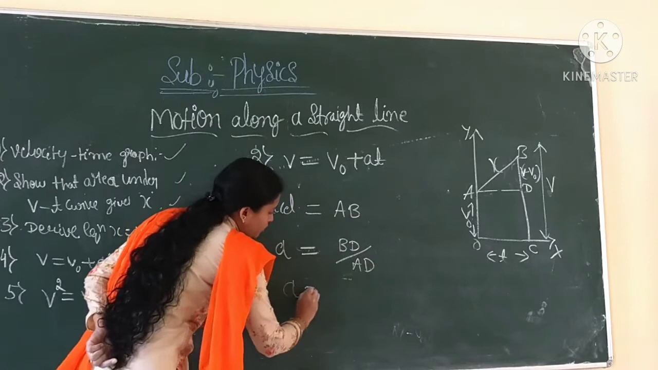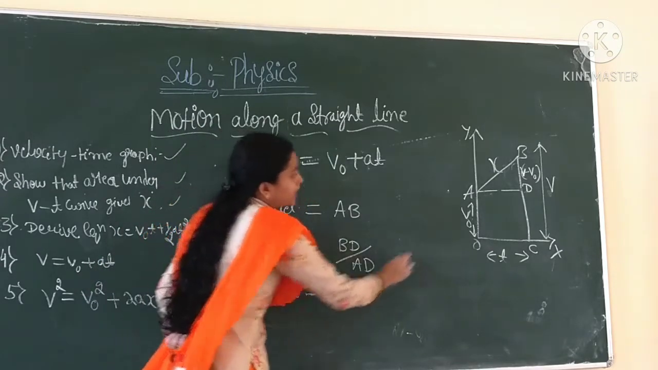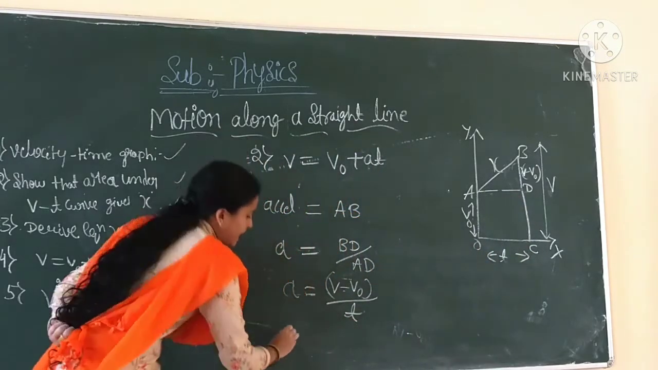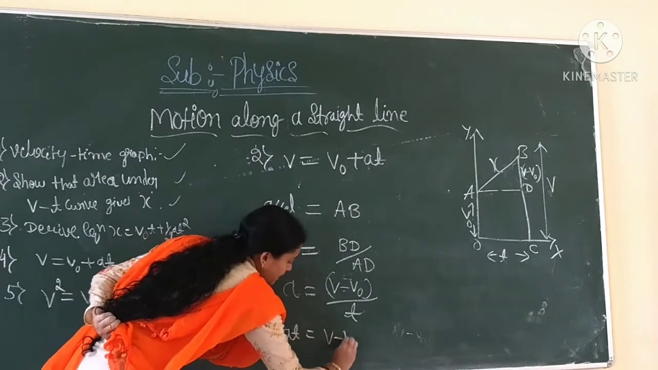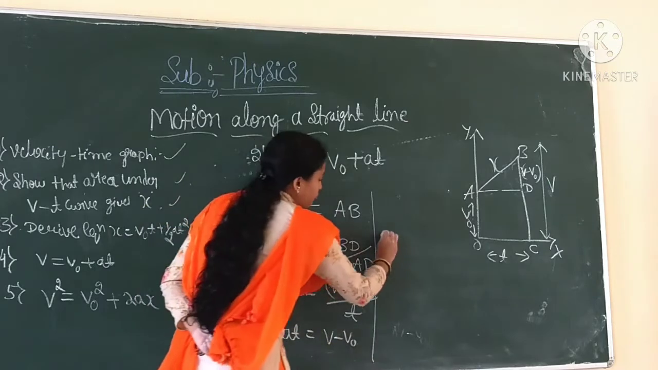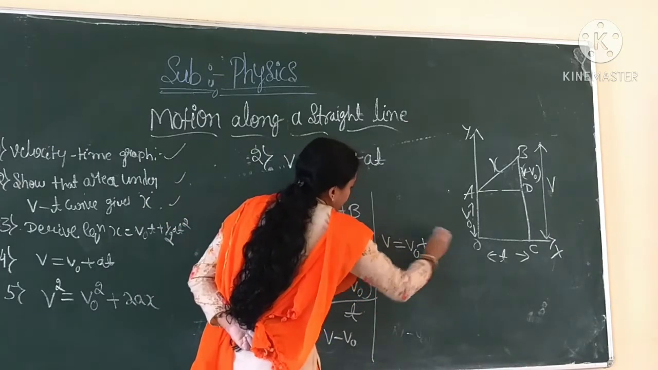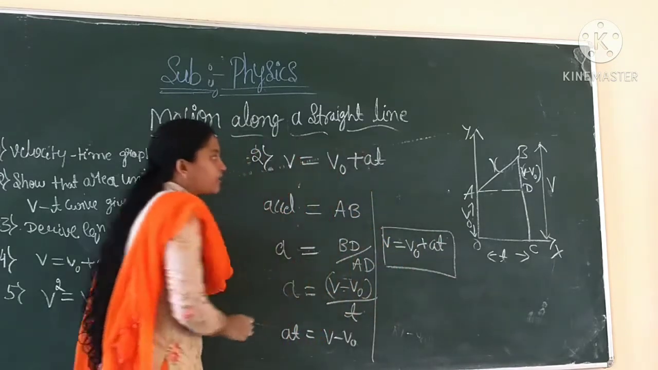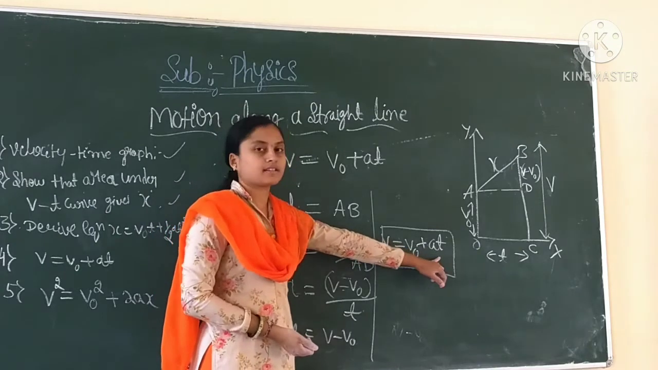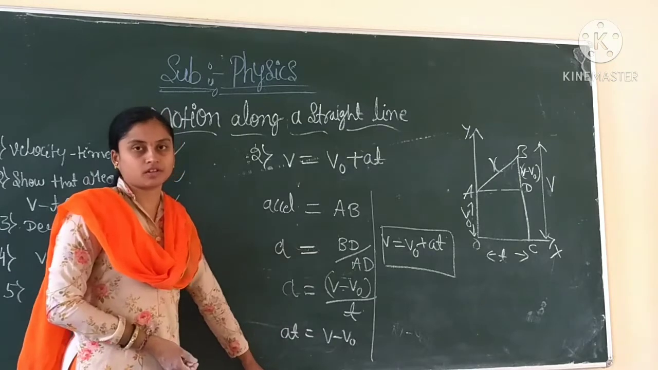Here A is equal to BD, meaning V minus V naught, and AD is parallel to OC, the time taken. So At is equal to V minus V naught. Simplifying this equation, V is equal to V naught plus At. The final velocity is equal to the sum of the initial velocity and acceleration into time. Okay? So this is the second derivation.